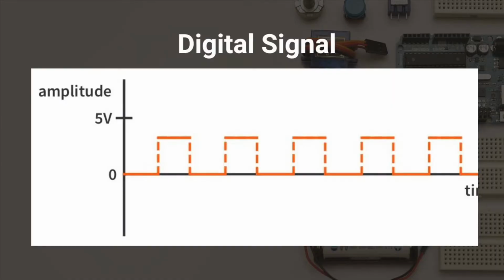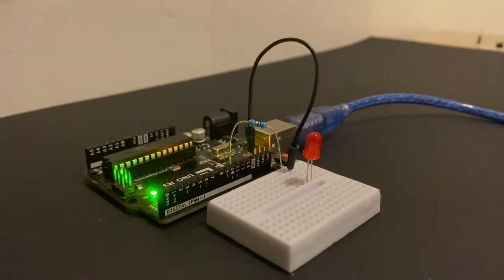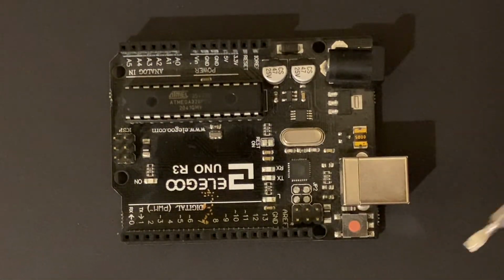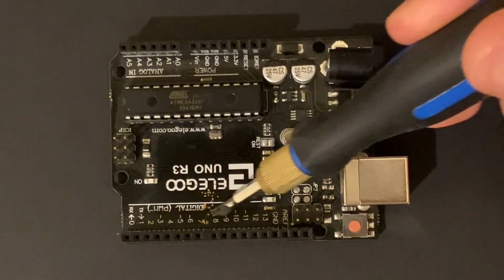Digital signals, on the other hand, are discrete signals that can only take on a limited number of values, such as the binary value 0 or 1. The Arduino is capable of digital input and output through its digital pins.